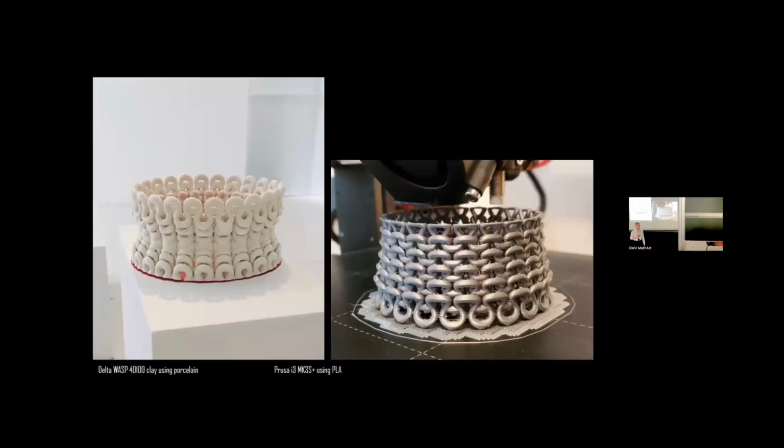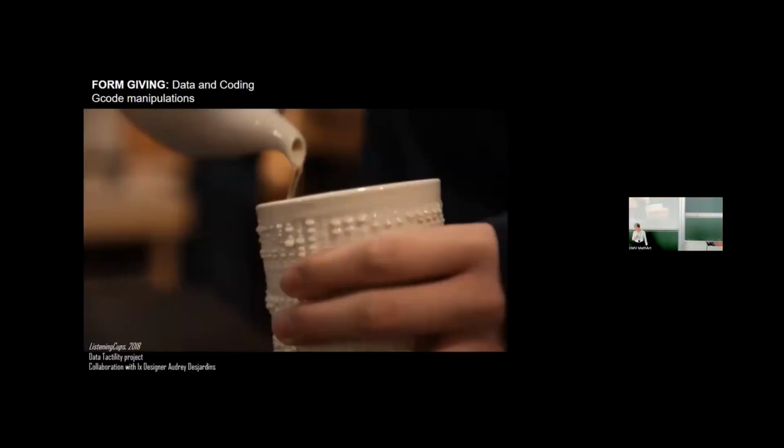Here is an example of the exact same file printed in PLA. So the scale of this object is about 8 centimeters diameter. The scale of this object is about 50 centimeters diameter, and it's in porcelain. So very different look just because the material behaves so differently.